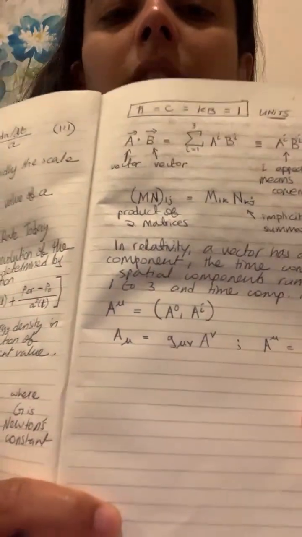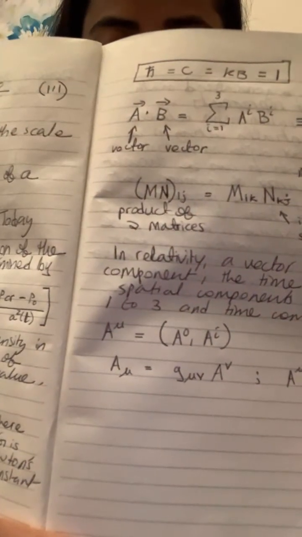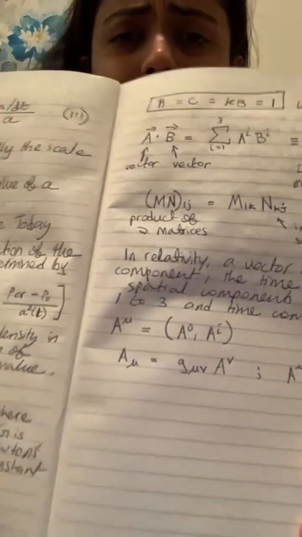Greek letters are used to represent all four components. So A mu is shown like this, A naught or A0 in the superscript, A i in the superscript. What that basically means is that A mu is the vector which has a time component in the 0th index, and A i is pretty much its spatial indices. So nothing special. So far everything is easy.